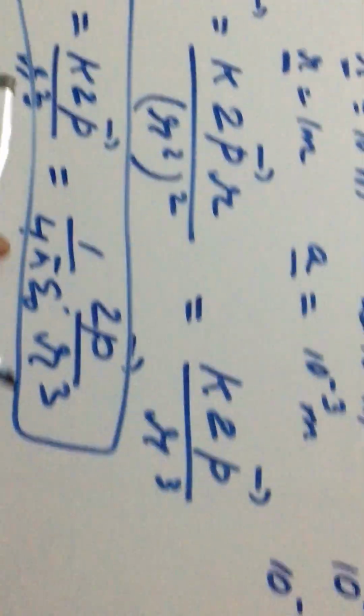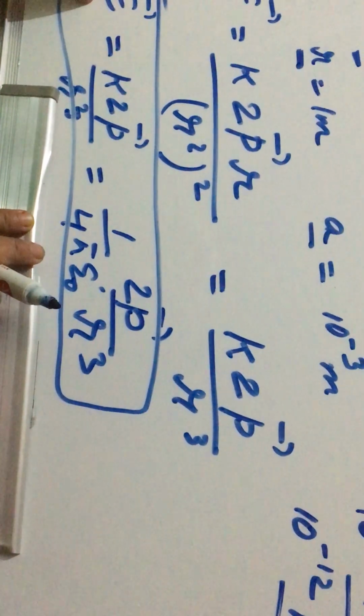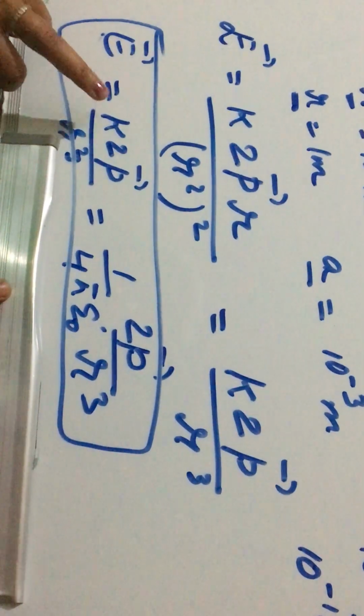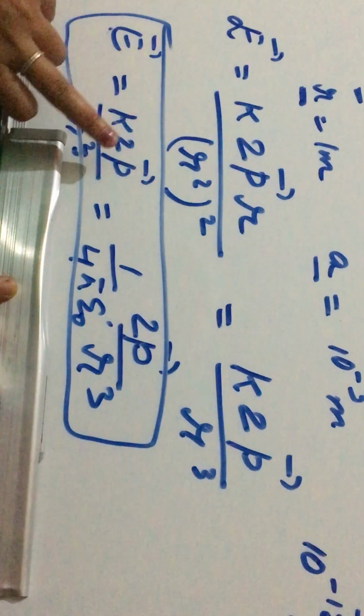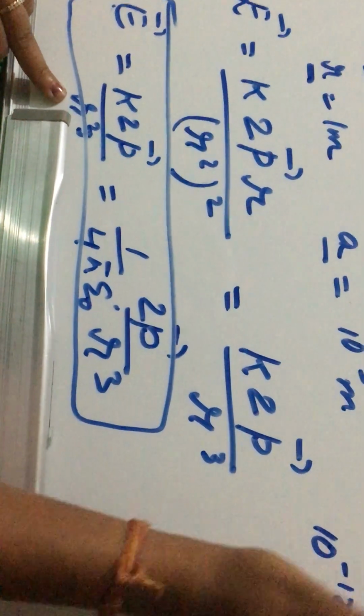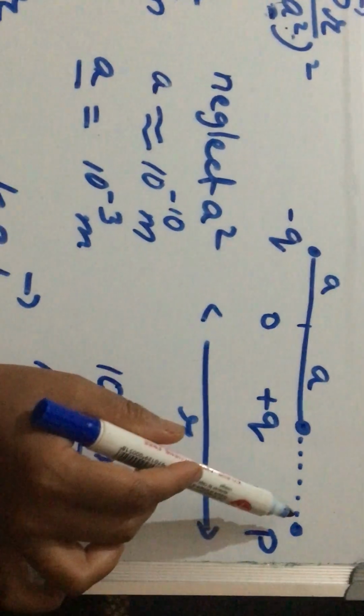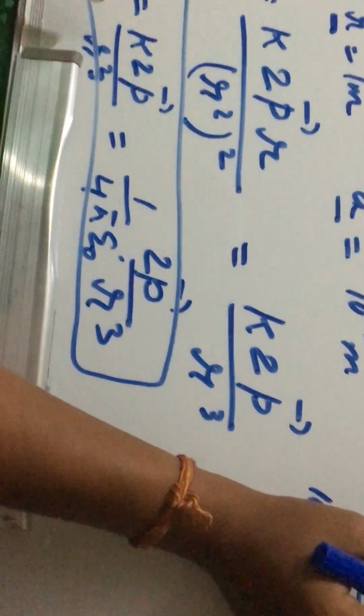Okay. So what is the expression of the electric field on the axial line? This is k times twice the dipole moment divided by the cube of r. That means as the distance increases, the electric field will reduce by the cube of the distance. Okay.